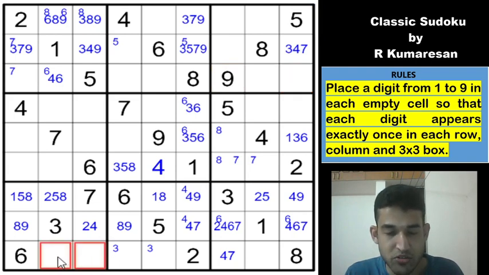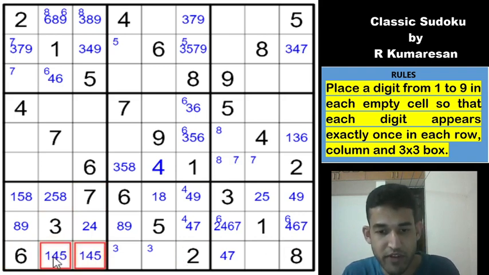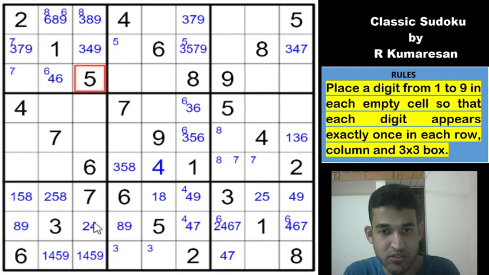Okay, let me look at these two cells. It can't be 3, 6 and 7. Cannot be 2 and 8. So this will be 1, 4, 5, 9. But you have a 5, 1 here. So this is not a 5, and this is not a 1. So 4, 5, 9 and 1, 4 and 9.